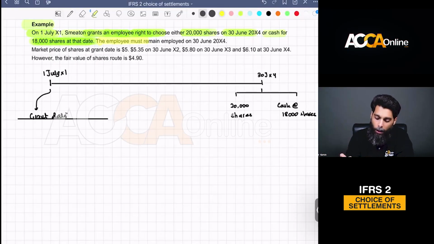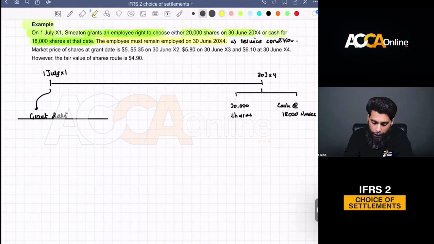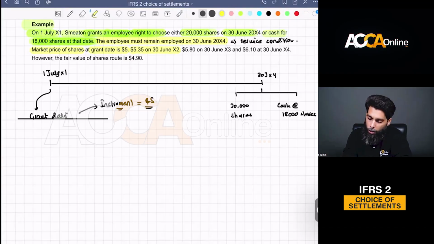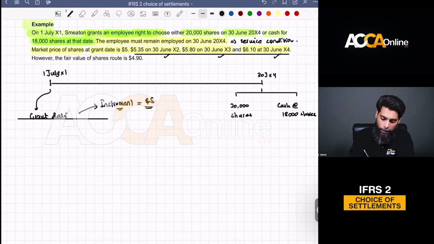The employee must remain employed on 30th June 20x4. That means this is a with service condition scenario. Now the examiner says the market price of shares at grant date is $5. So at grant date, the market value of the entire instrument, which has the option to provide shares, is $5. Then $5.35 on June 20x2, $5.80 on June 20x3, and $6.10 at June x4. These are the prices for later stages. At this moment in time, we are only concerned about the grant date. Clear? And at grant date, the instrument has a fair value of 5.